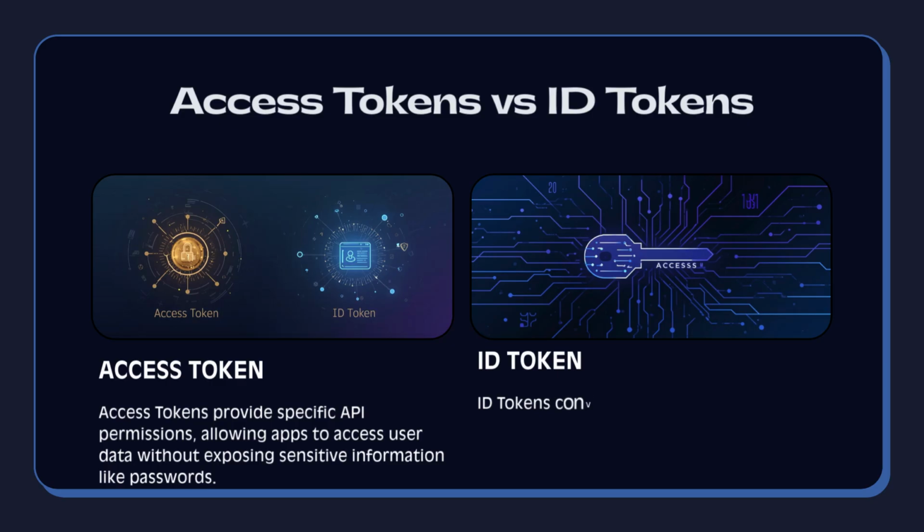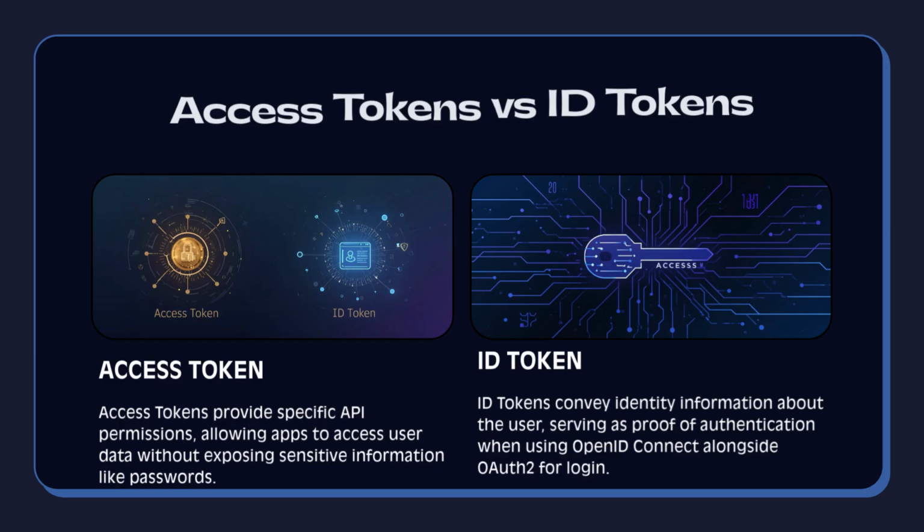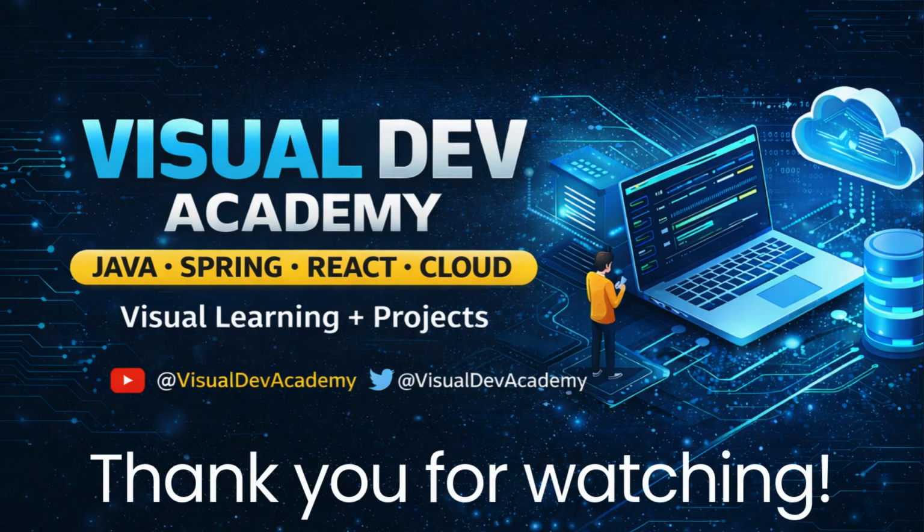So let's summarize everything. OAuth2 avoids password sharing. It uses tokens instead of credentials. It provides limited, permission-based access. And it gives users control over their data.